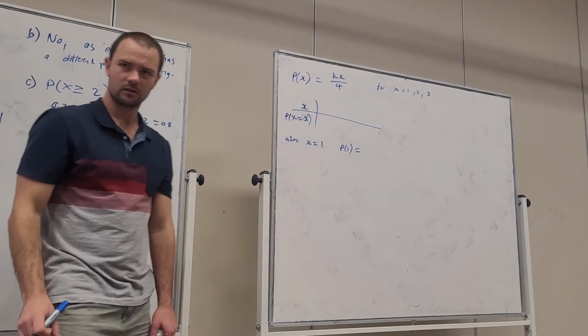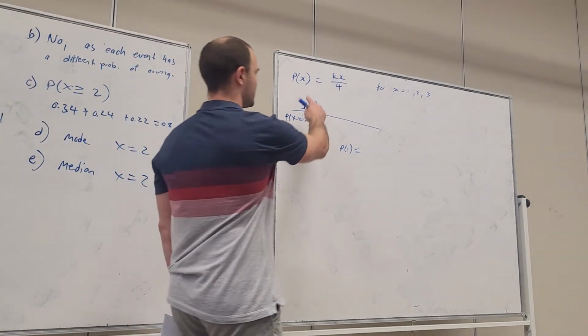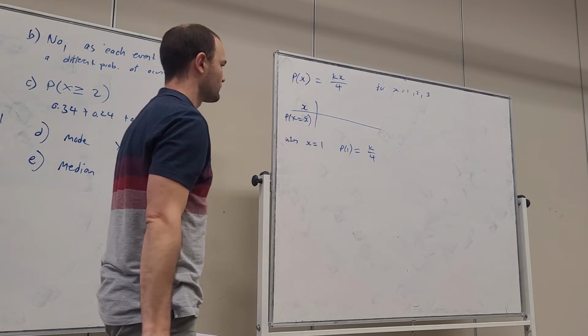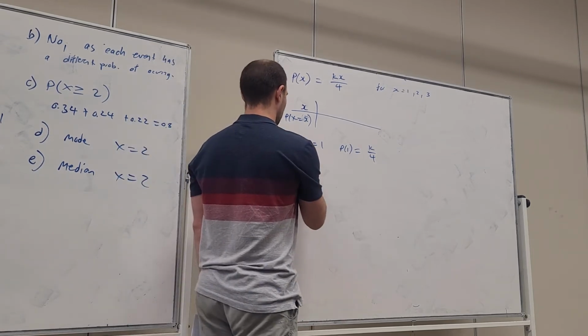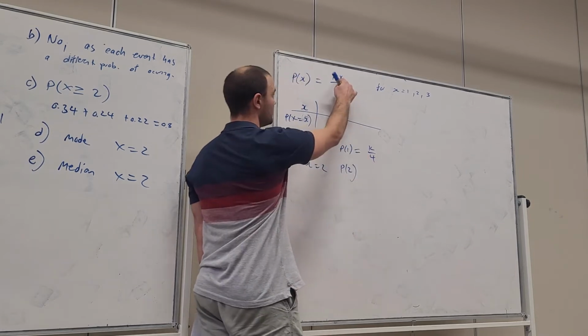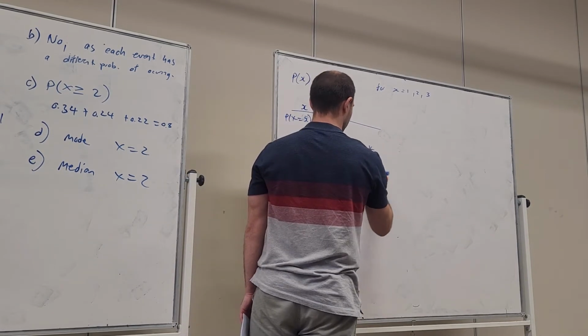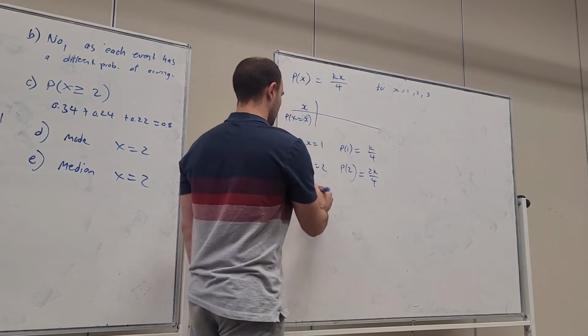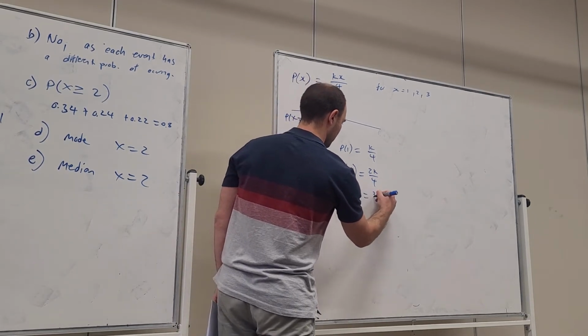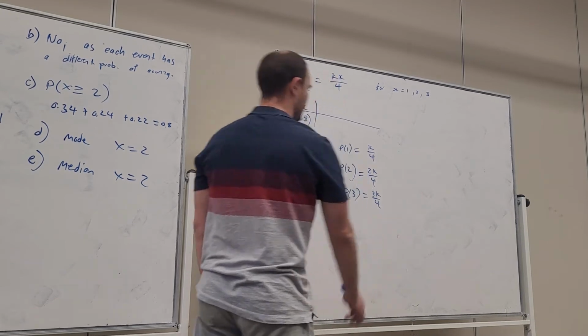When x is 1, what is p of x going to be? It's going to be k on 4. When x is 2, p of 2 is going to be 2k on 4. And when x is 3, p of 3 will be 3k on 4.